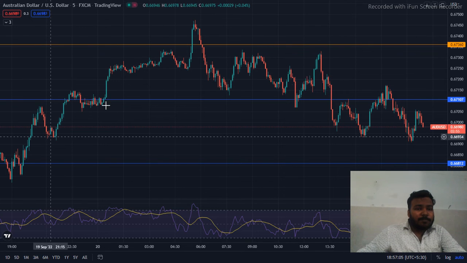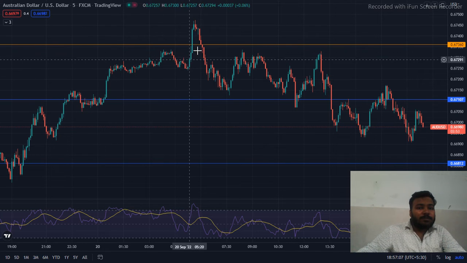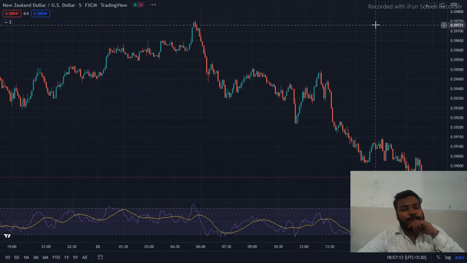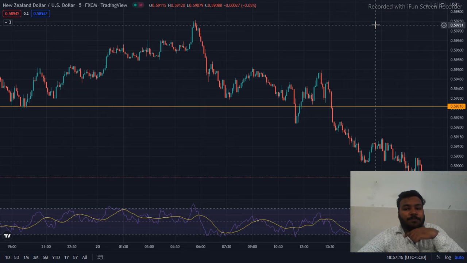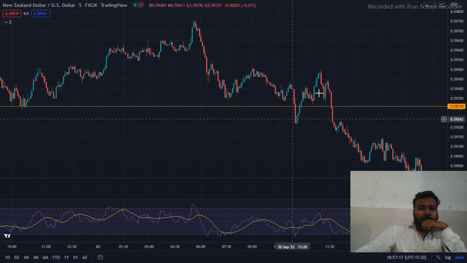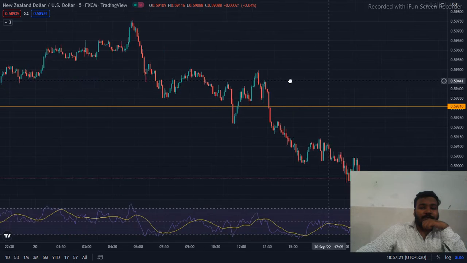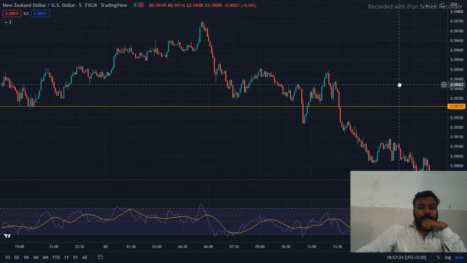AUDUSD. See, a good breakout, target done. This is the pattern. Now it is going in a channel. Now we need to wait and watch. See, NZDAUD, pullback retest, couldn't sustain. After this closing, we entered and we got a good trade, and still it is going down.